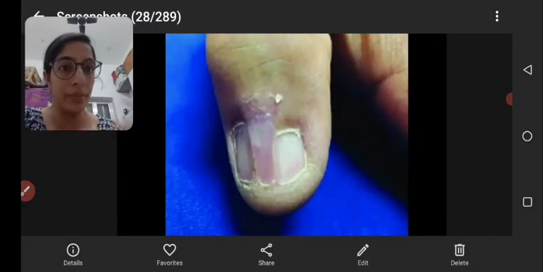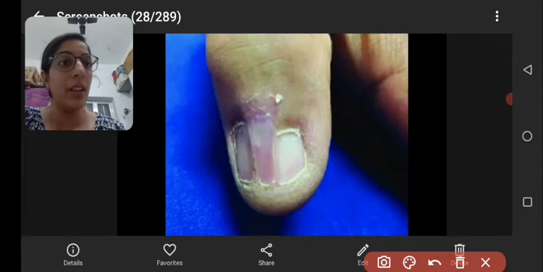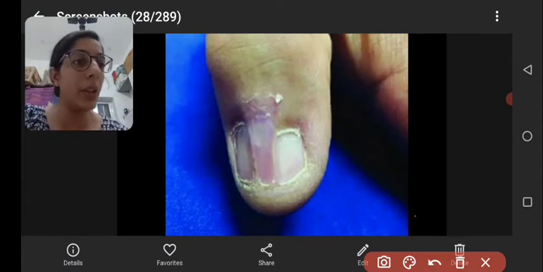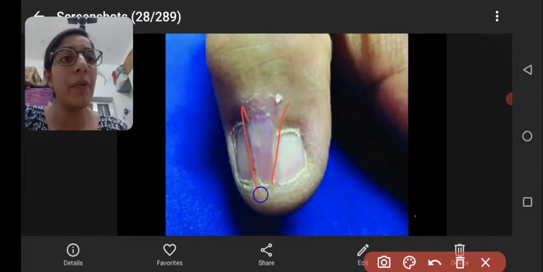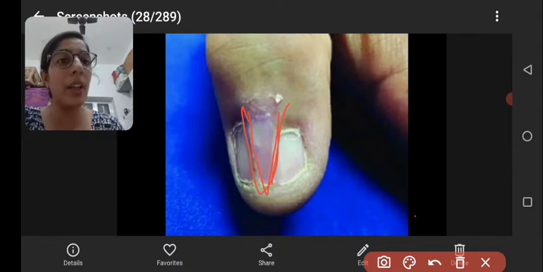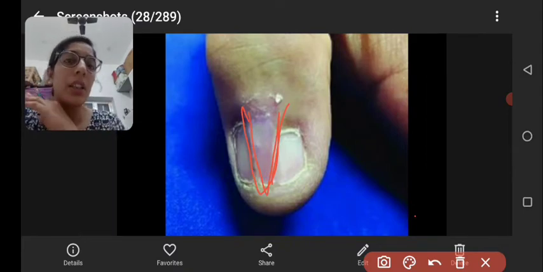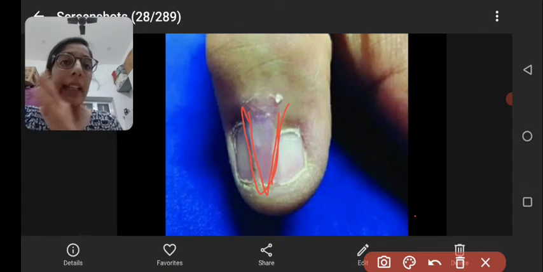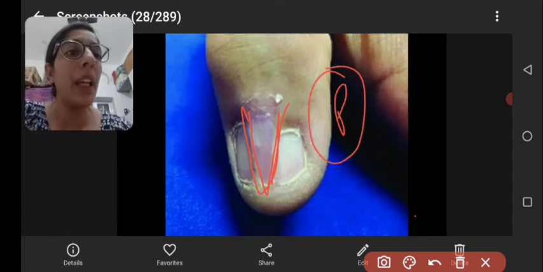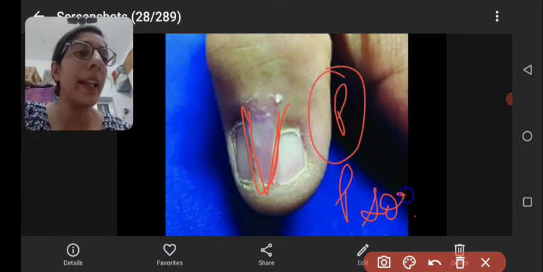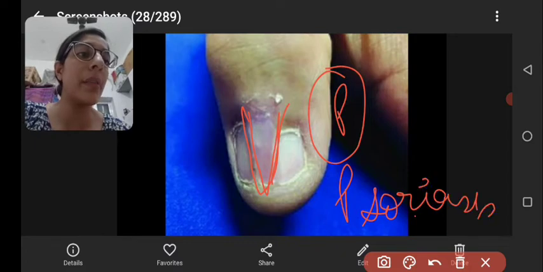Pterygium. It's okay, दिख गया तो कर लो. Pterygium is the folding of the skin that comes towards the anterior aspect and completely destroys the nail fold. And pterygium, for P and P, is seen in psoriasis. Okay.